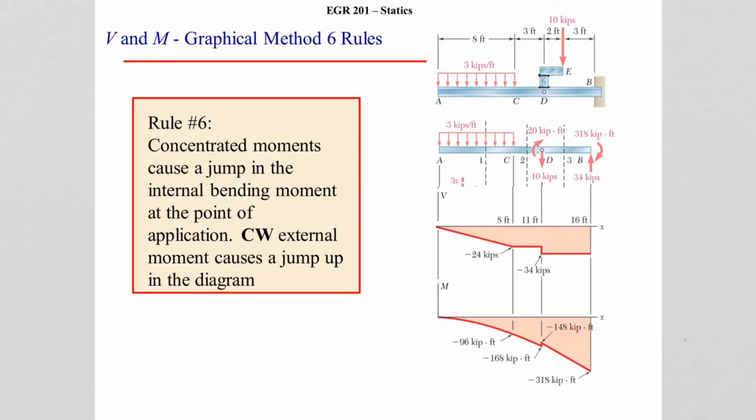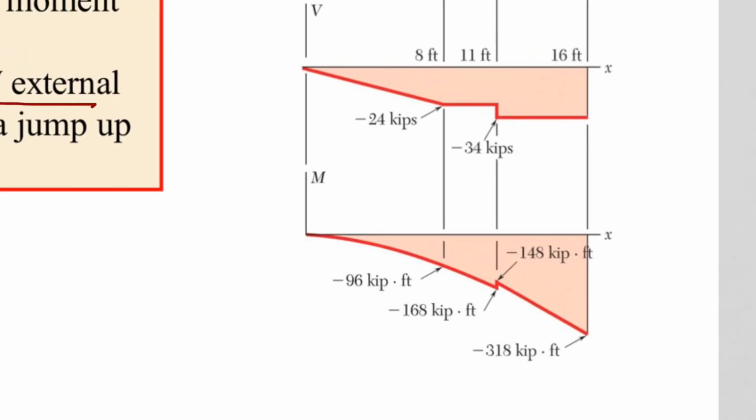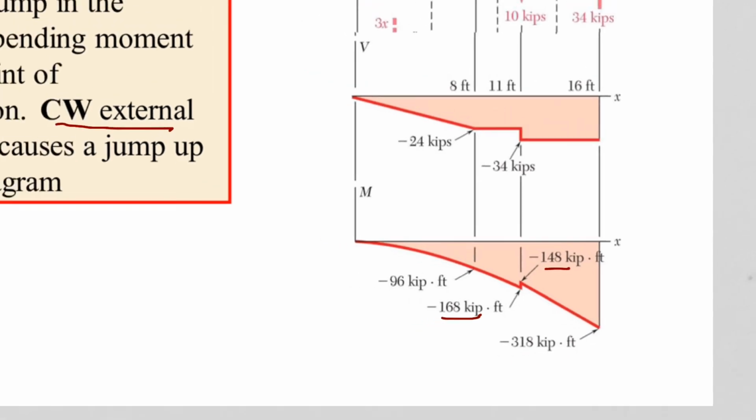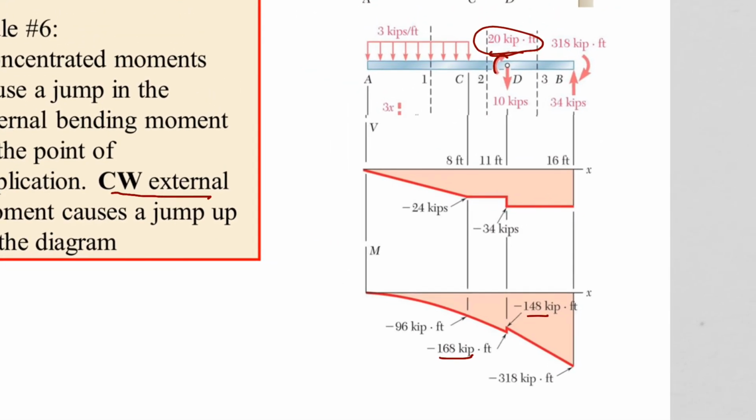And the very last rule says that concentrated moments cause a jump in the internal bending moment at the point of application. Clockwise external moments cause a jump up in the diagram. So clockwise will cause a jump up. So you see that this one jumps up by 20 kip-foot. If I erase that, we can see that a little better. If I zoom in, we see that we have a jump of 20 kip-foot. So that's due to this moment up here.